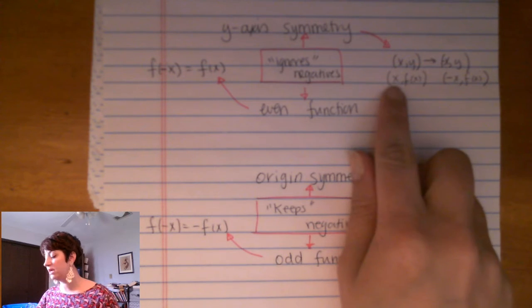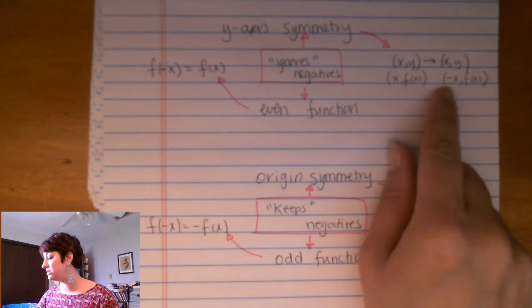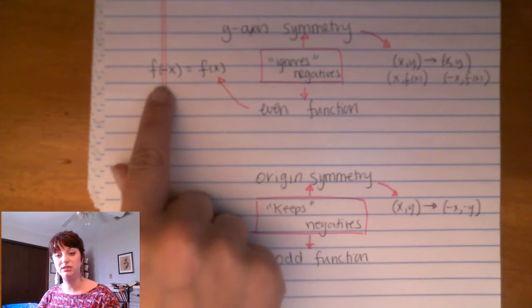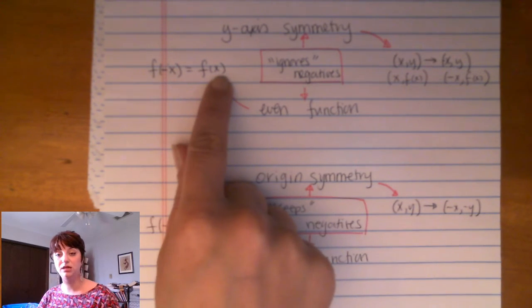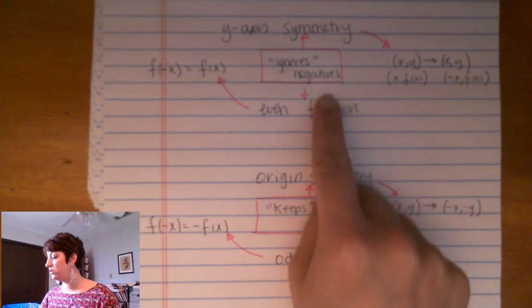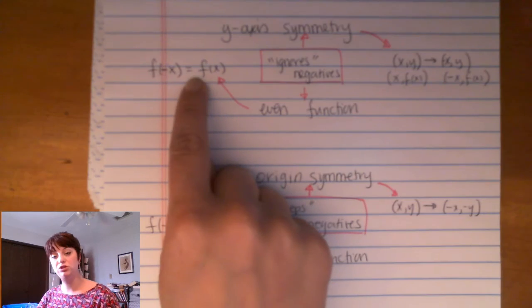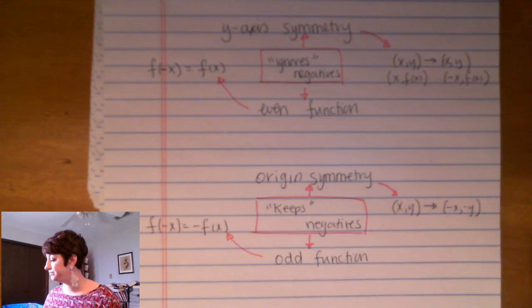So in goes x, out comes f of x, in goes negative x, out comes f of x, which is exactly what this line says. If you ignore your negatives, you're an even function, and even function, here's your test.